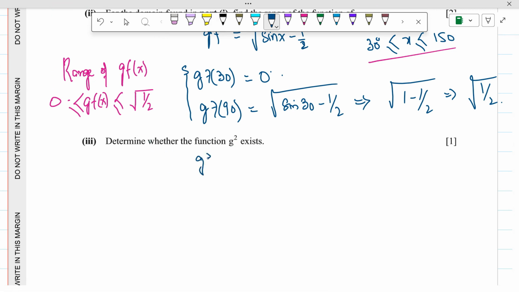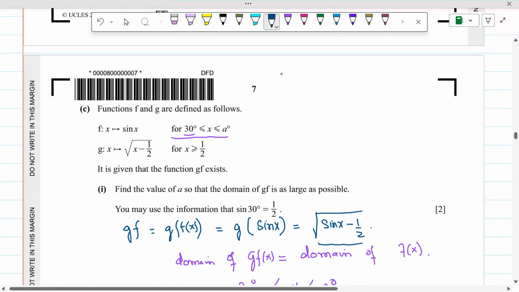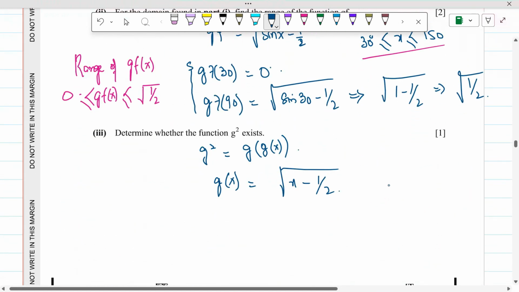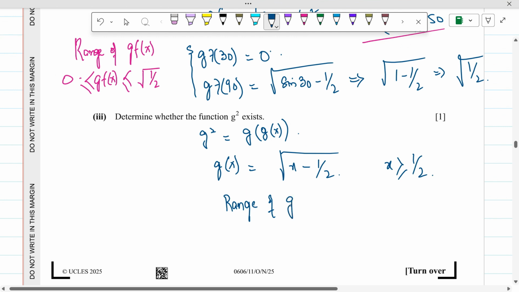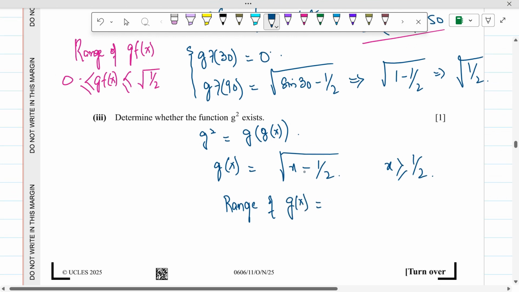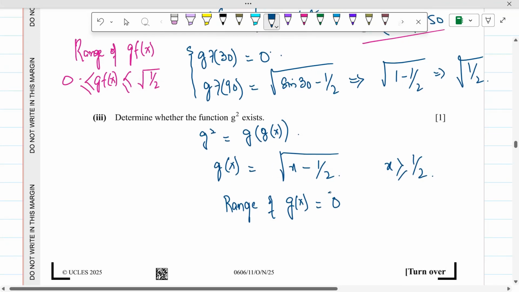Part 3, determine whether the function g square exists or not. We know that g square is g of g of x. g of x is equal to the square root of x minus half, and the domain of g of x is given, which is x greater than or equal to half. For x greater than or equal to half, when we plug in this value of x, we will get the range of g of x. When we plug in half, g of x is 0. So when we further increase the value of x greater than half, we will get g of x greater than 0. So we can say that it will be up to infinity. This is the range of g of x.